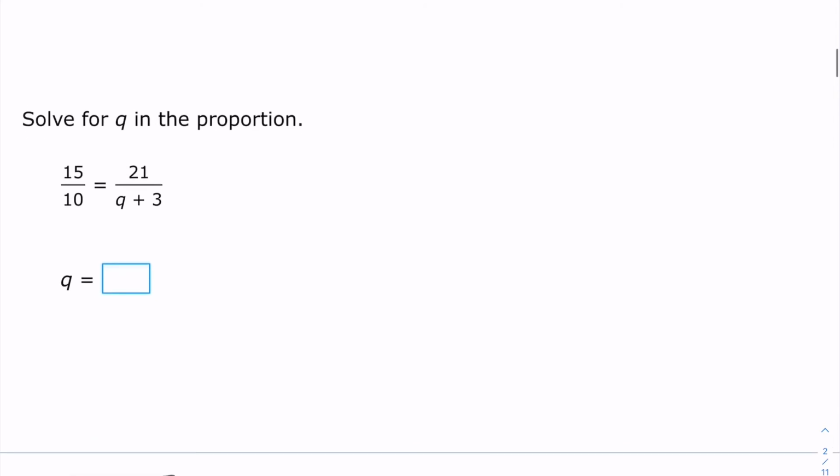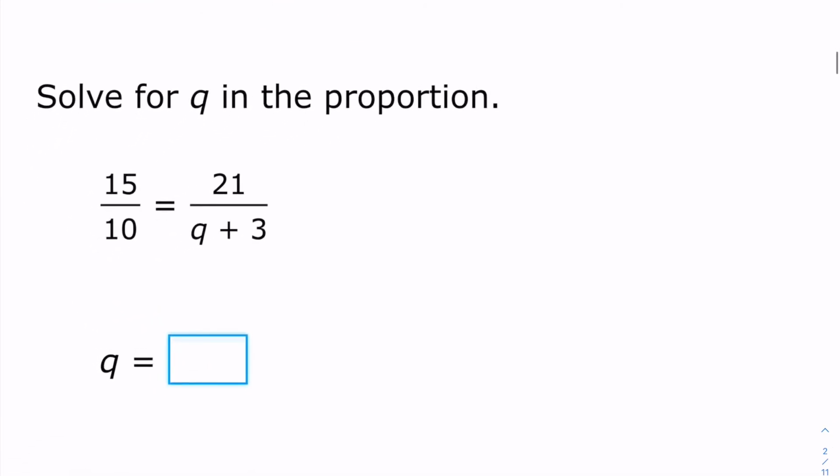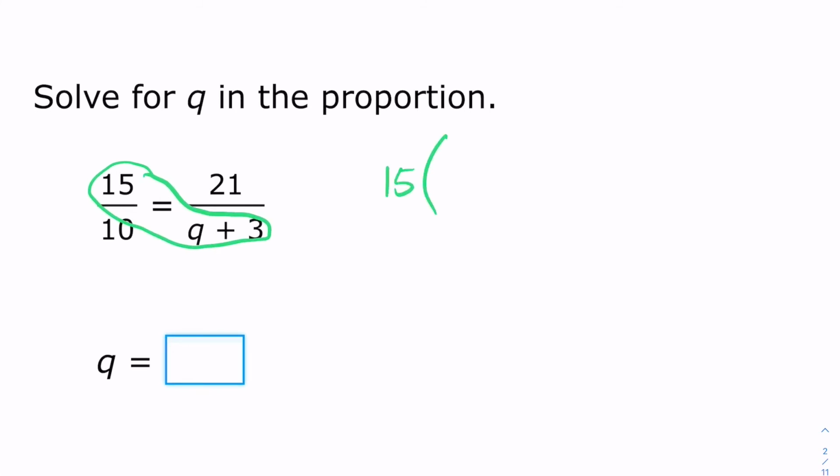All right, the last one is the most difficult one that you'll have. The reason why is because it involves a binomial right here in the denominator. Okay, so Q and 3. What we need to do is be very careful when we distribute. So we're going to do 15 times Q plus 3. Look at how I put it in parentheses. You're going to have to use parentheses because it's 15 times Q and add to it 15 times 3. So we're going to have to use the distributive property.